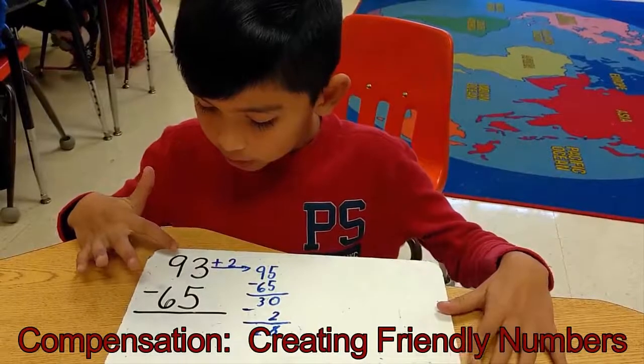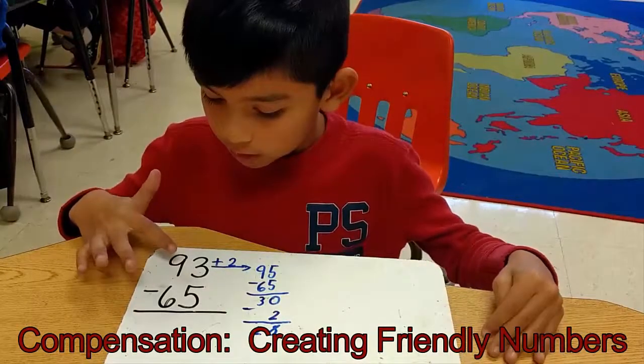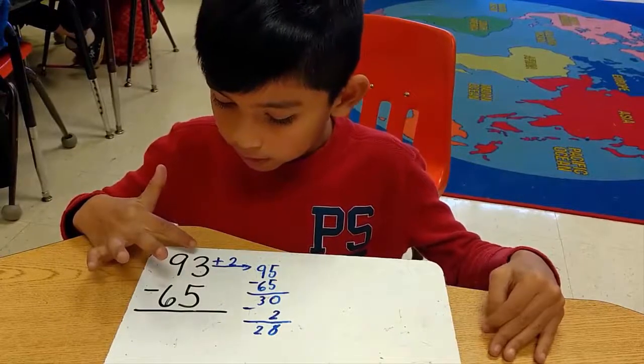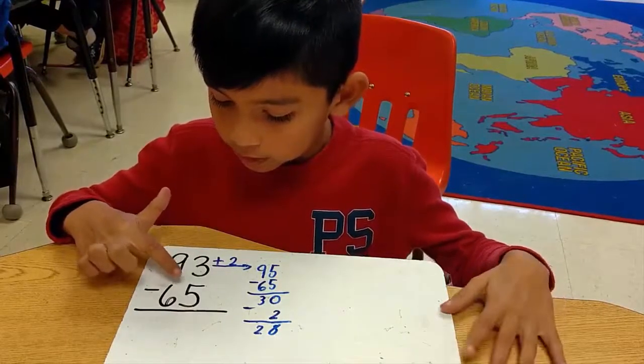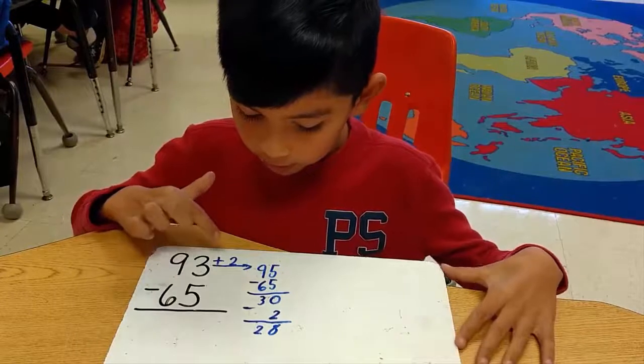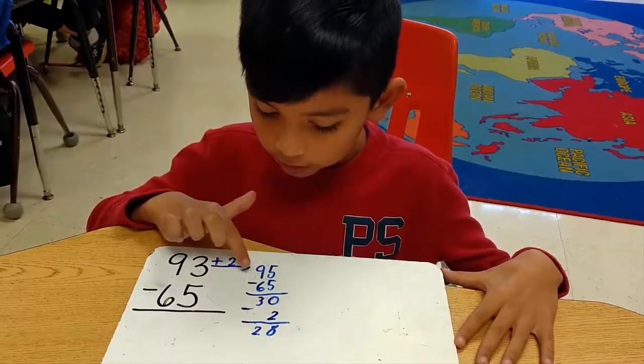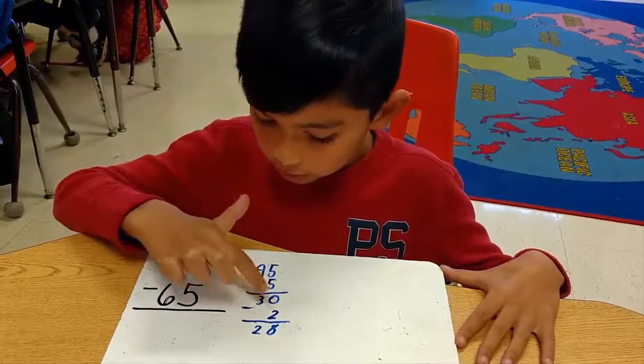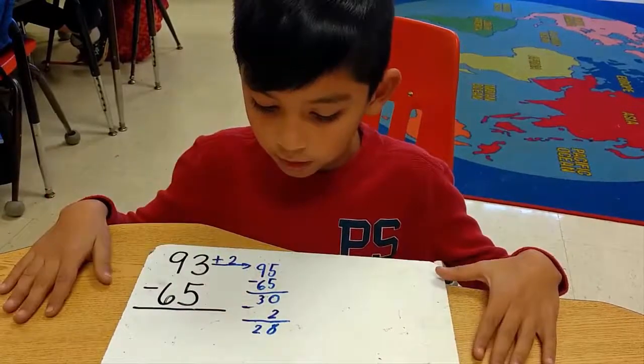Question was 93 minus 65. I wanted this to get to a number that I could subtract easily. So I added 2, that got me to 95. I subtracted 65, that got me to 30. I subtracted the 2 I used up here, that got me to 28.